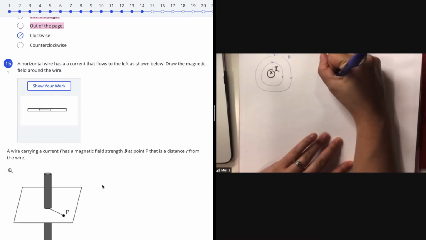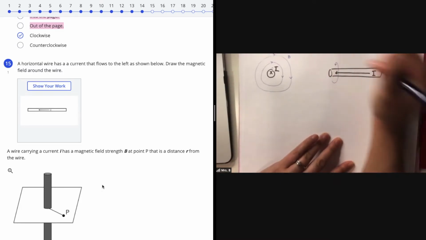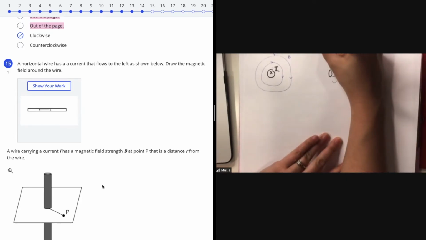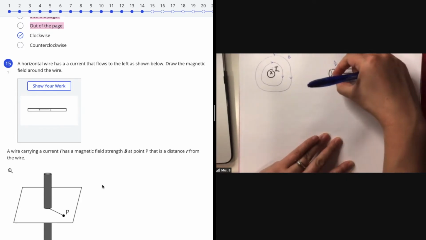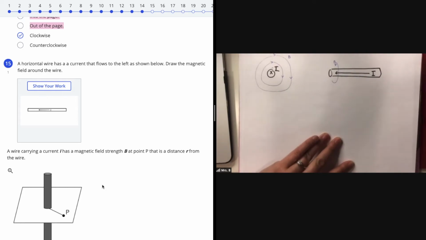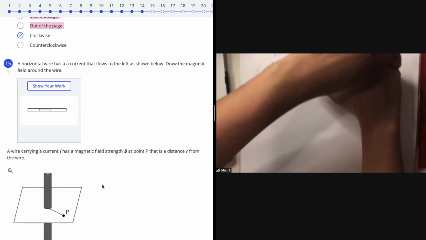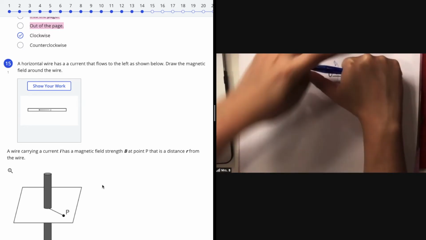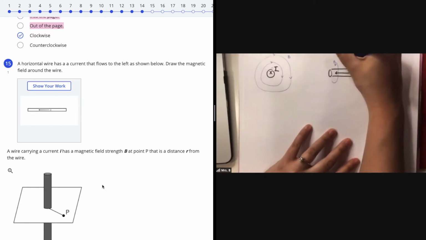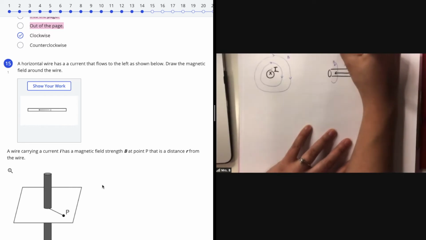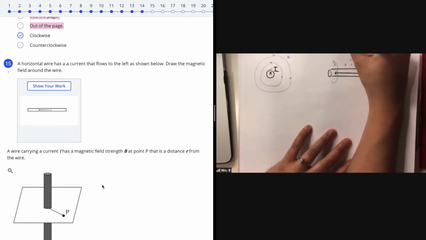I know that my fingers are curling around this in a circle shape to make the field. I know the field is weaker the farther out I get from it. And how we picture this, because it's difficult to draw this dimension, is I'm going to put where my knuckles are. See where my knuckles are? I'm going to put where my knuckles are as my X's. This is where my fingers are pointing into the page.